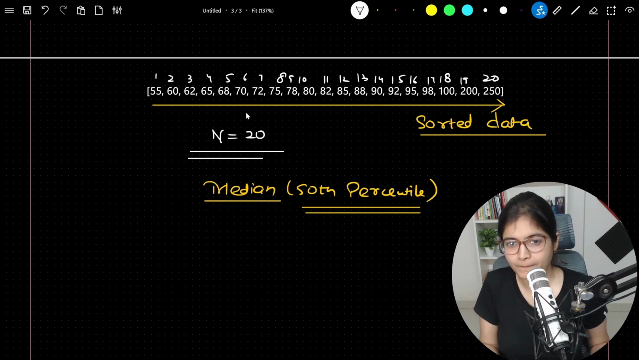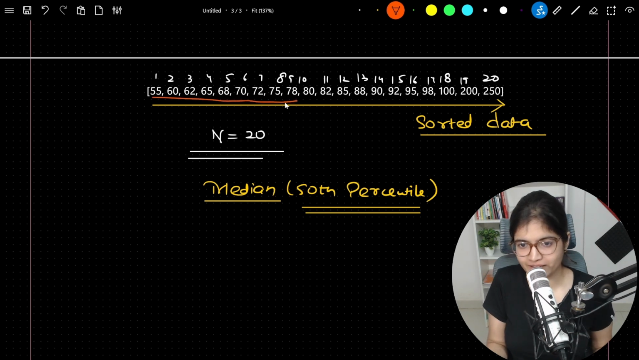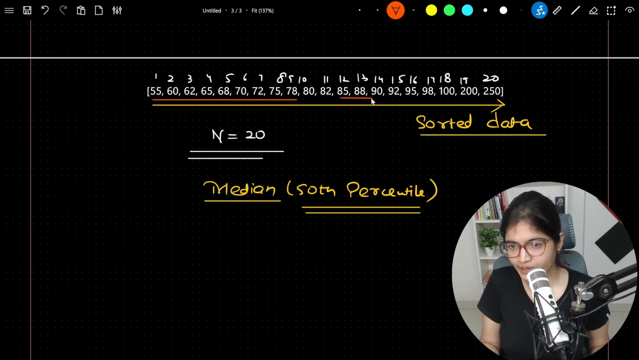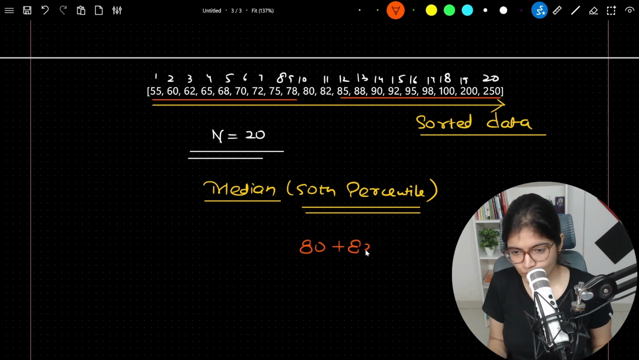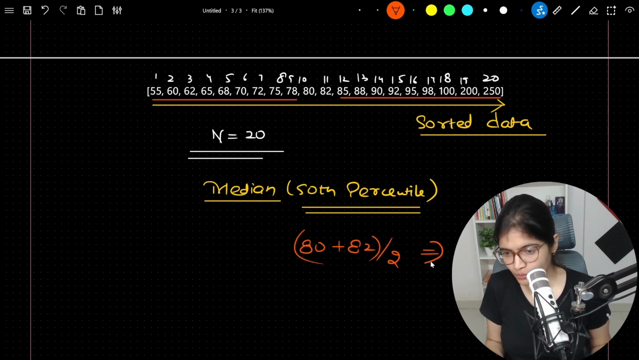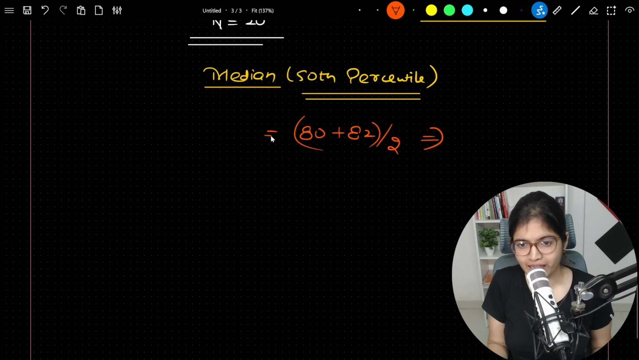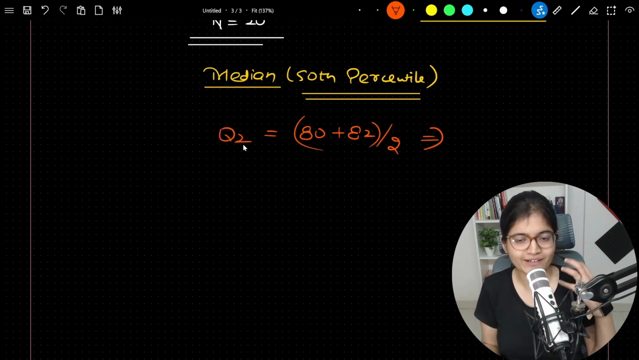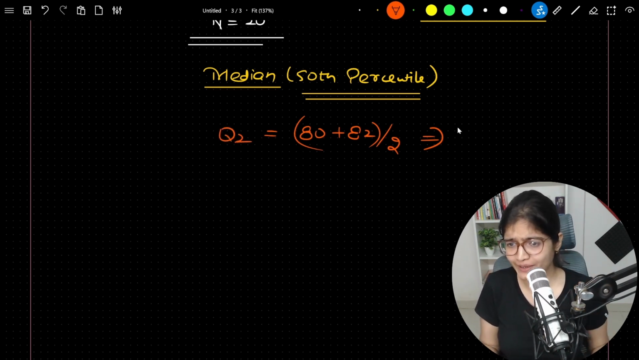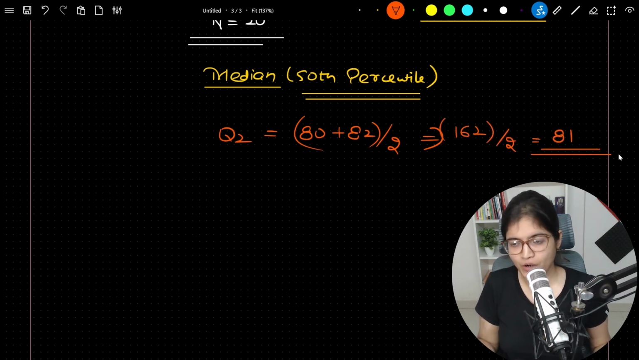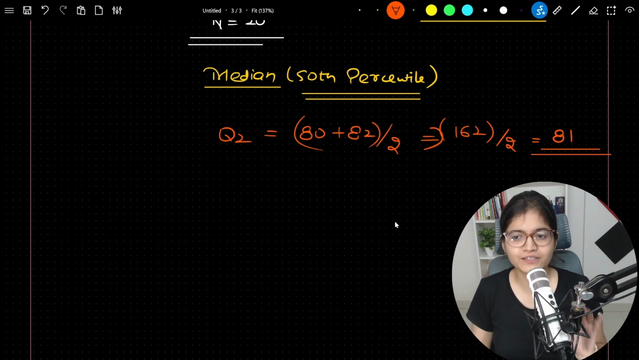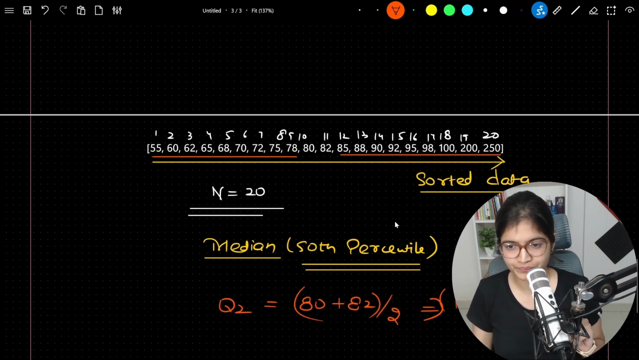Now, to find the middle entry, I think 9 entries I have to leave towards the left side, so maybe till 78: 1, 2, 3, 4, 5, 6, 7, 8, 9. And 9 entries I have to leave towards the right side. So the median is the combination of 80 plus 82 divided by 2. I hope you all know this is how we evaluate the median, and this is represented by Q2, quartile number 2. So it will be 162 divided by 2, which is 81. So if I'm not wrong, we get the 50th percentile number as 81.